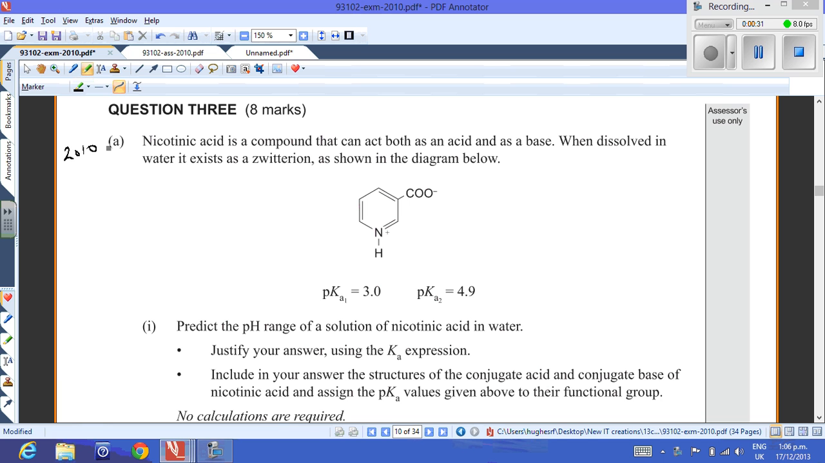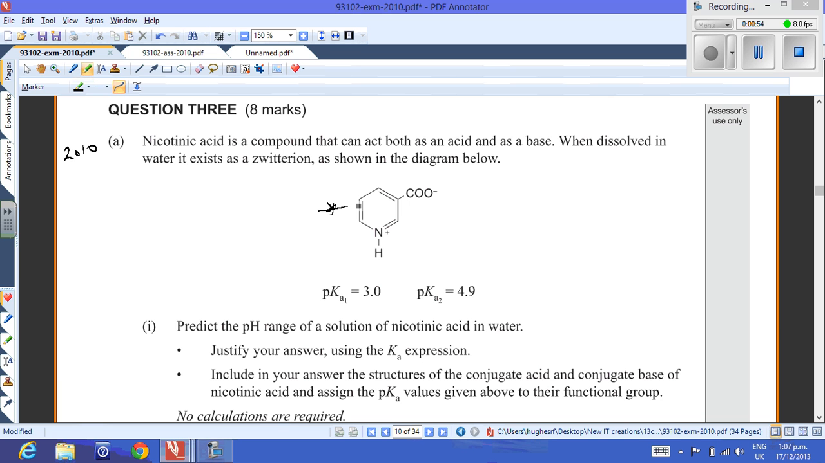Nicotinic acid is a compound that can act both as an acid and as a base. And when dissolved in water, that exists as a Zwitterion, as shown in the diagram below. So this is the Zwitterion right here. And there are two pKa's because you have two possible hydrogens that you could remove from that compound depending on what state it is in.